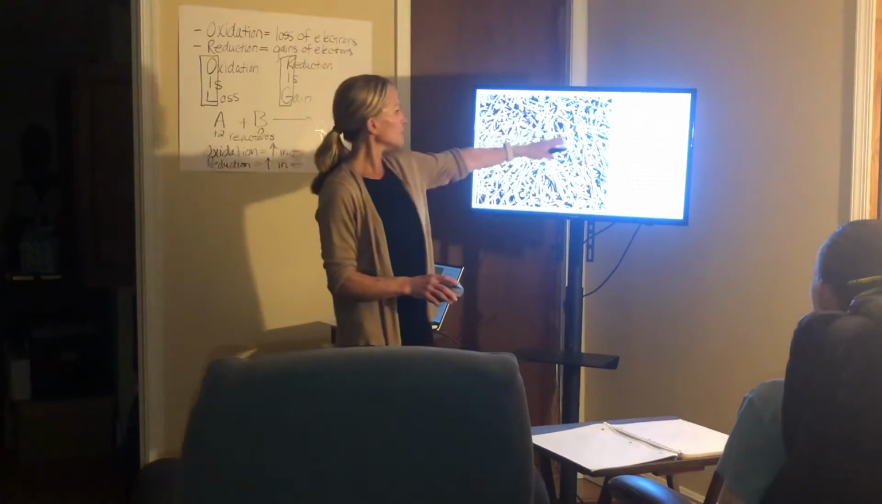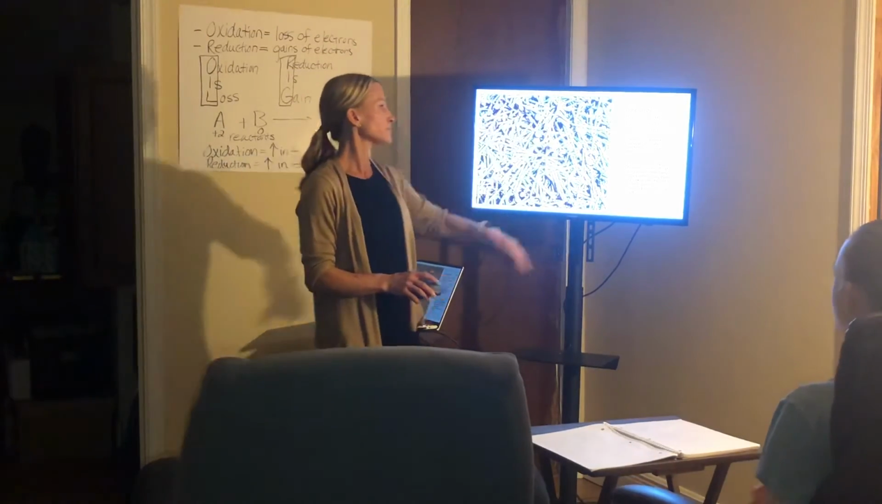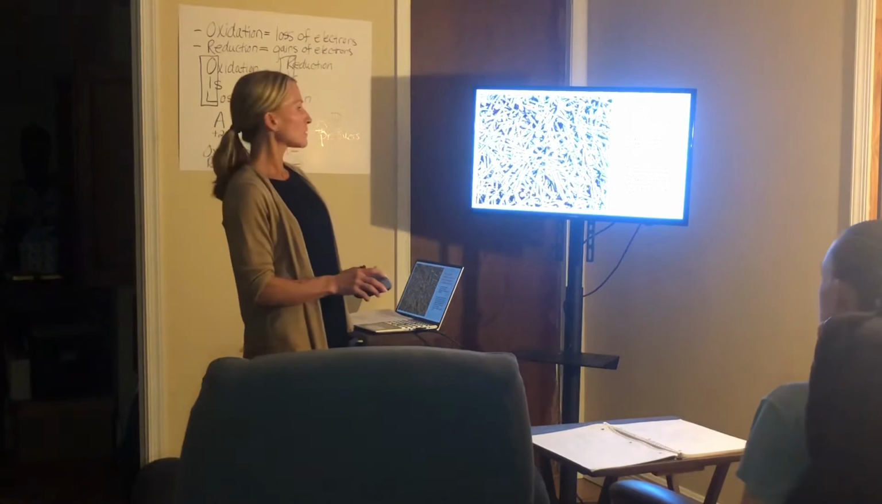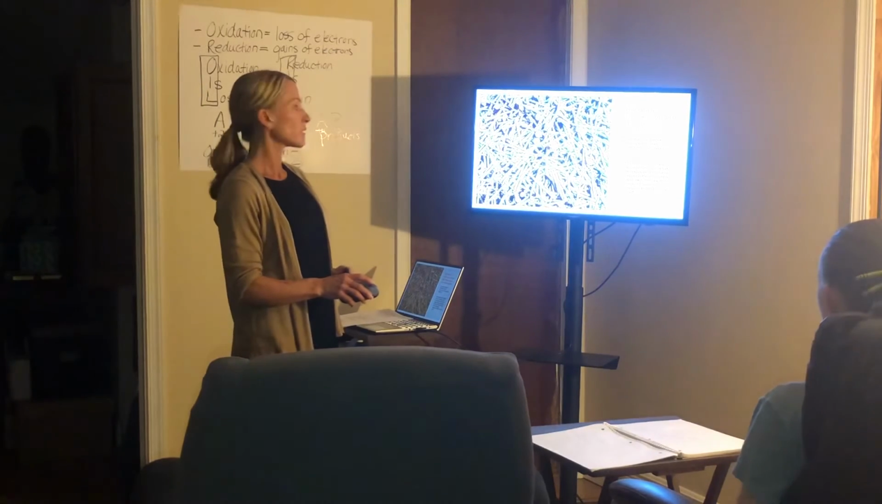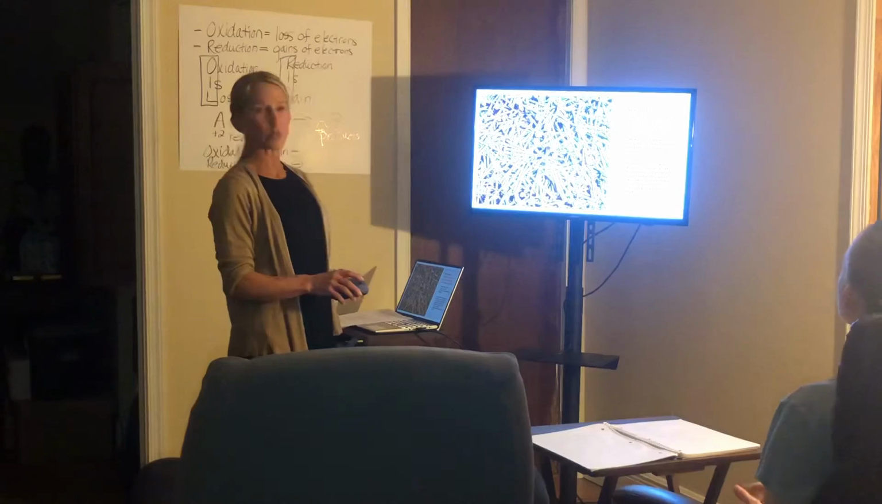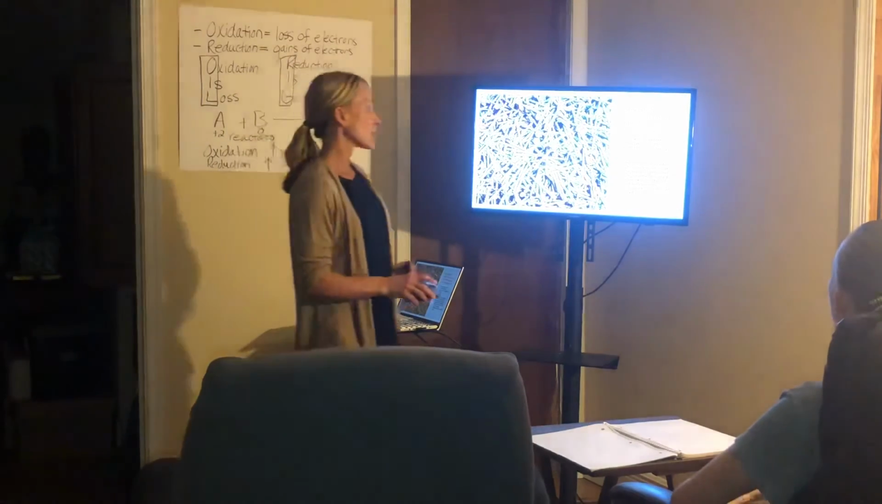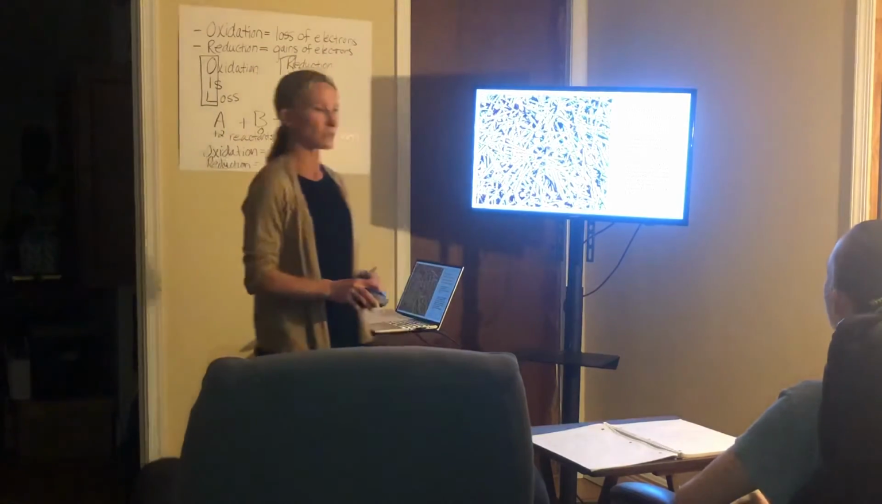As you can see, these nails have rust all over them. The exposure of the metal to oxygen in the atmosphere takes electrons away from the metal and forms another compound called iron oxide, or rust.